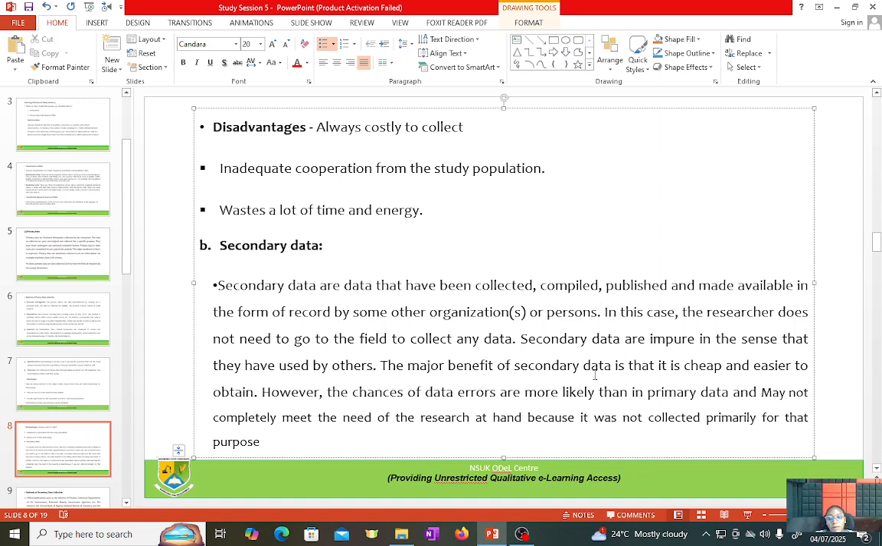The major benefit of secondary data is that it is cheap and easier to obtain. Of course, you're not going there in person to collect from the respondents or observe them yourself. It's already made. You just walk up to the organization in possession of this data and get the data which is relevant to your study.